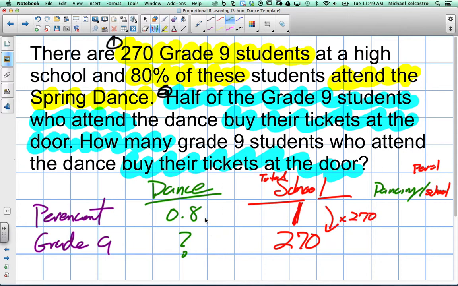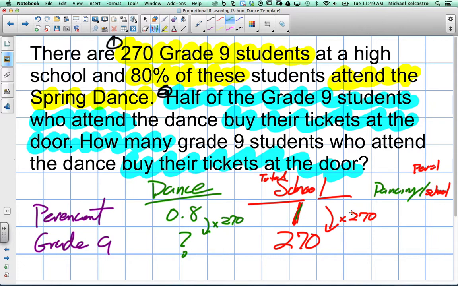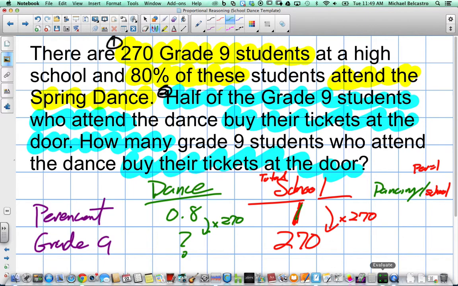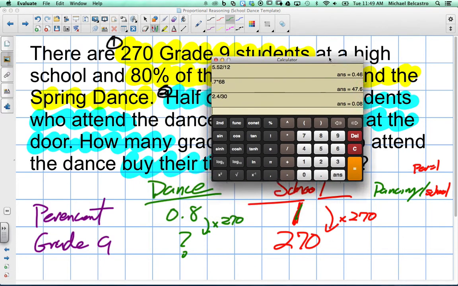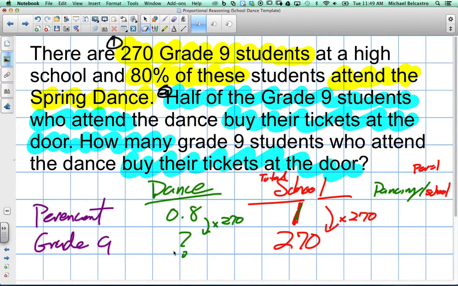Okay, with that same concept, multiply by 270, we multiply 0.8 by 270. We'll take out our calculator, and I knew that 1 times 270 would give me 270. If you're unsure, you could always take 270 and divide 1 by it. So we take our 0.8 and multiply by 270. And 216 is our value, which is great.